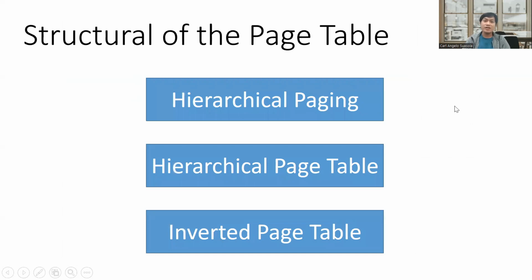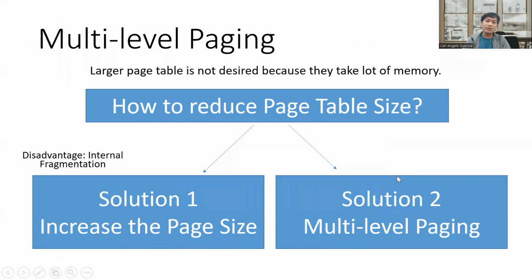We also have the structure of the page table: hierarchical paging, hierarchical page table, and inverted page table, and also multi-level paging. A larger page table is not desired because it can take a lot of memory. How can we reduce the page table size? Solution 1 is to increase the page size, but this leads to internal fragmentation.